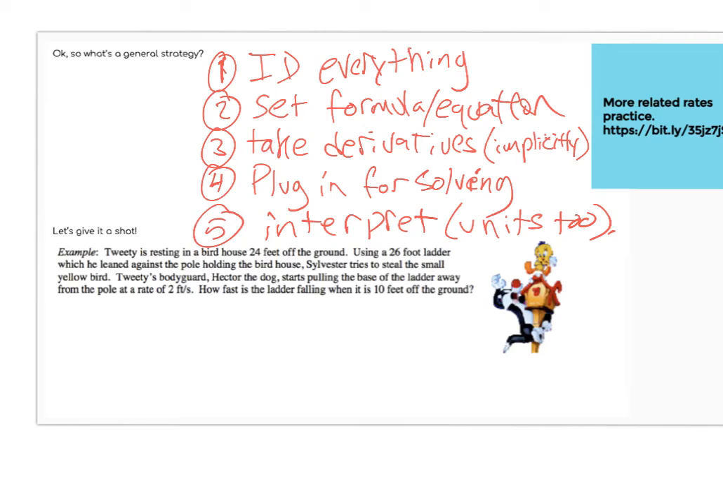So looking at this example, it's worth probably pausing here before going through the video. Try this on your own and then come back to this. So we're rescuing a birdhouse 24 feet off the ground. I'm going to say h equals 24. Using a 26-foot ladder that he leaned against the pole. So here's the birdhouse, here's my ladder.